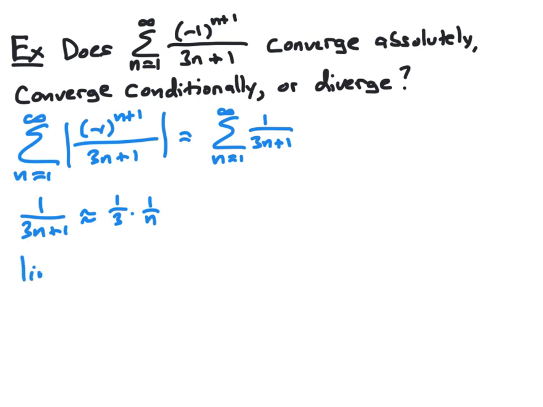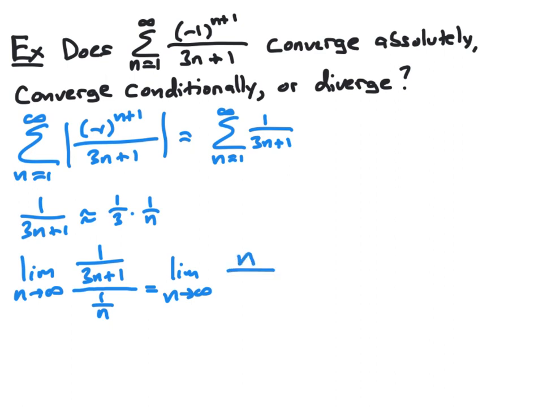And so to use the limit comparison test, we're going to take the limit as n goes to infinity of the series term that we are looking at, 1 over 3n plus 1, and we're going to divide that by the series term we're going to compare it to, which is 1 over n. You could also use 1/3 times 1 over n here, but 1 over n is a bit simpler. So here we're going to take the limit as n approaches infinity of n over 3n plus 1. Instead of dividing by 1 over n, we'll multiply by n, and we end up with this.